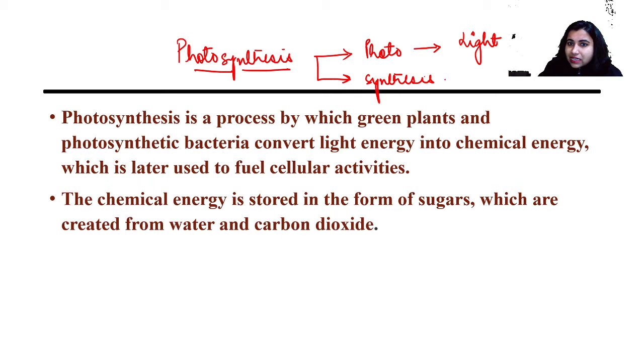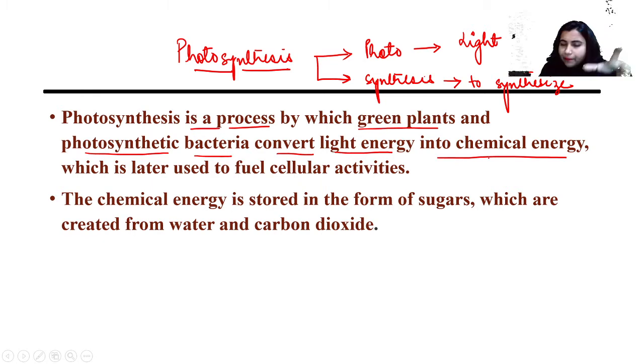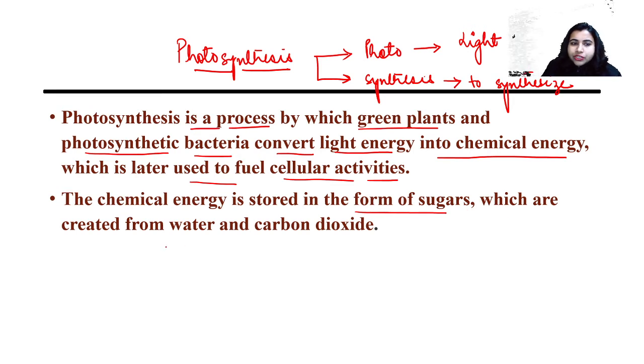to synthesize. So if we define photosynthesis, it is a process by which green plants and photosynthetic bacteria convert light energy into chemical energy. So they utilize the light energy and change it into chemical energy, right? Which is later used to fuel cellular activities. The chemicals are stored in the form of sugar, which are created from water and carbon dioxide.